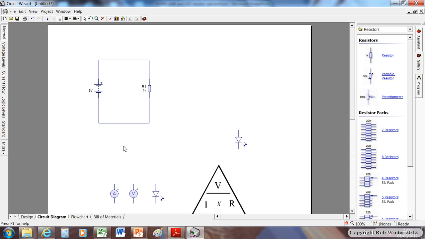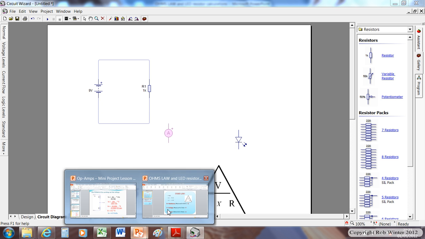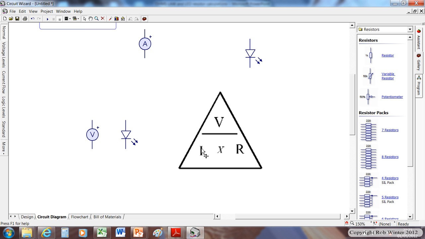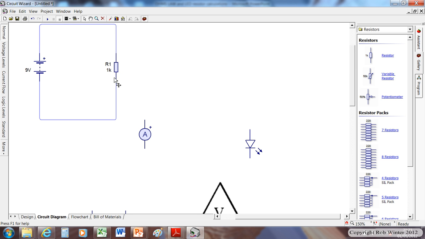Okay, now I can work out what it should be, and then with an ammeter, a current measuring device, I'm going to prove that it's correct. So I've got 9 volts, I've got the resistance, and I need to find I. If I go back to my formula triangle, I, if I cover it up, is volts divided by resistance. So that would be 9 volts divided by 1k.